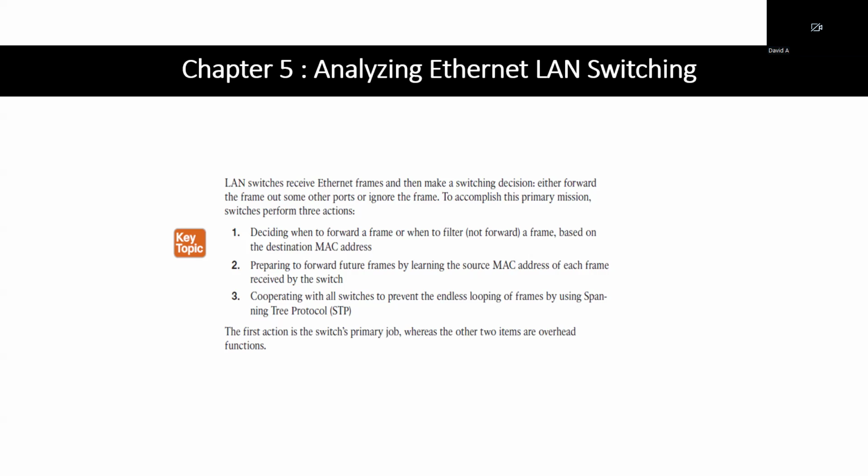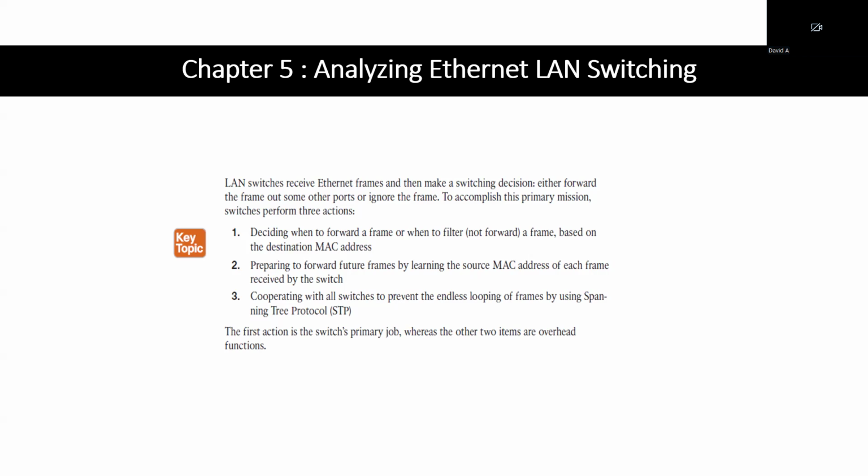So let's read this word by word. LAN switches receive Ethernet frames and then make a switching decision: either forward the frame out some other ports or ignore the frame. To accomplish this primary mission, the switch performs three actions. This is also called the three major functions of a switch. If you Google it right now, you can type in three major functions of a switch and you will see one, two, and three there.